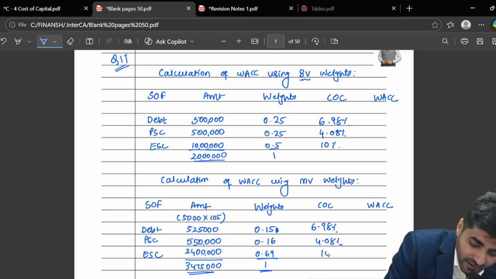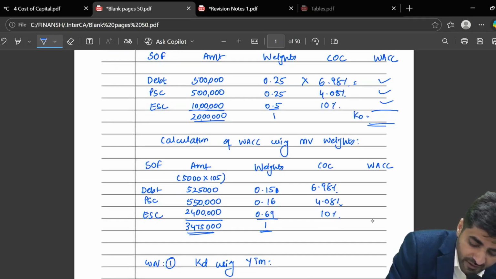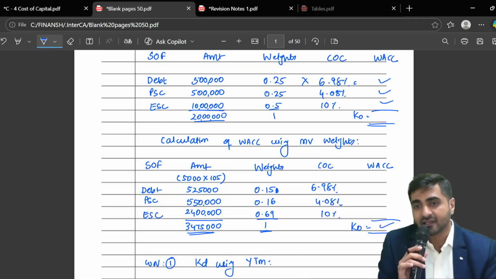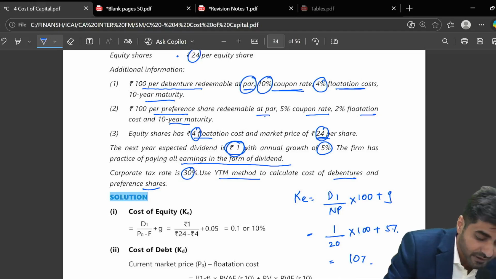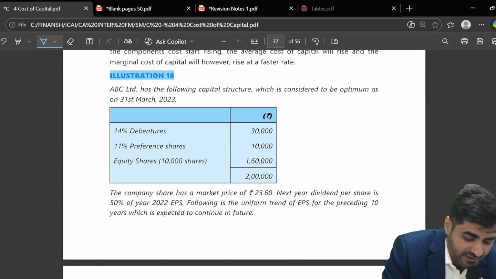And then you all know how to calculate your KO. You all have to just multiply this, get this WACC, you will be getting your KO part. Superb. Everyone's okay with this? Sure, confident? Perfect, great, amazing. So with this now, your question number 17 also gets completed.